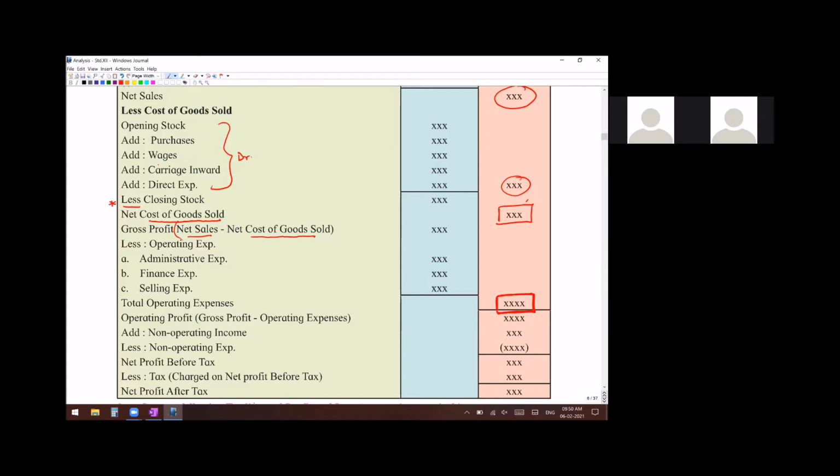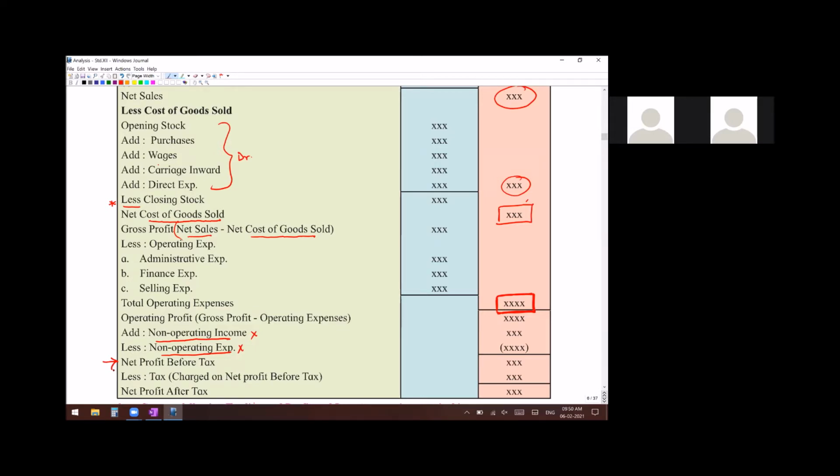But before that, they have given you two or three other things which right now we will not discuss. Like if you see here, non-operating income and non-operating expense. As of now, I don't want to discuss that. When the time comes, we will understand better. So leave that. Directly what you get is net profit. Okay, and that's what we are going to prepare today.